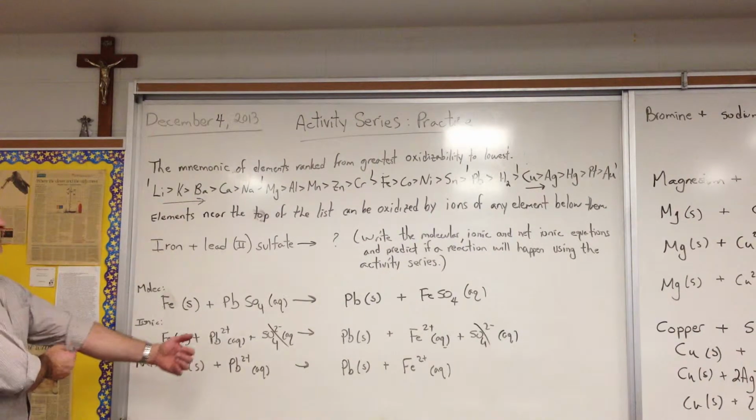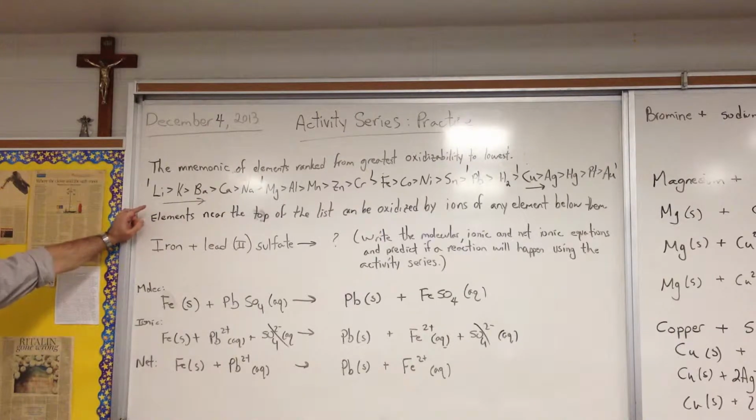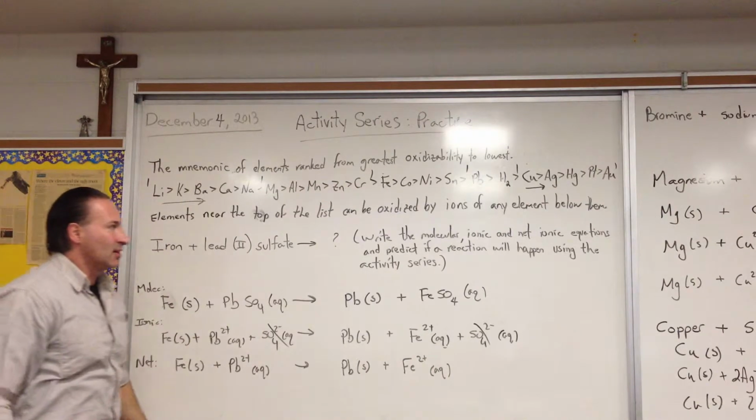Today we're going to learn about the activity series and how it can be used to predict the outcome of a reaction. The activity series is a list of metals that are ranked according to their oxidizability, from greatest to lowest. So the most easily oxidizable metal being lithium, and the one that has the lowest oxidizability is gold.